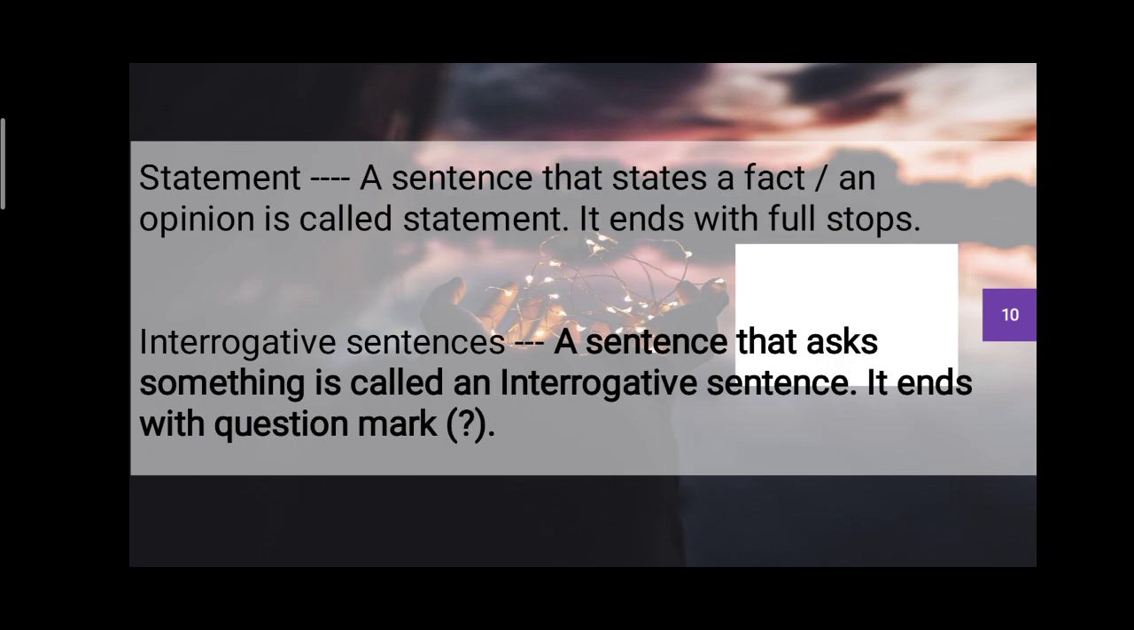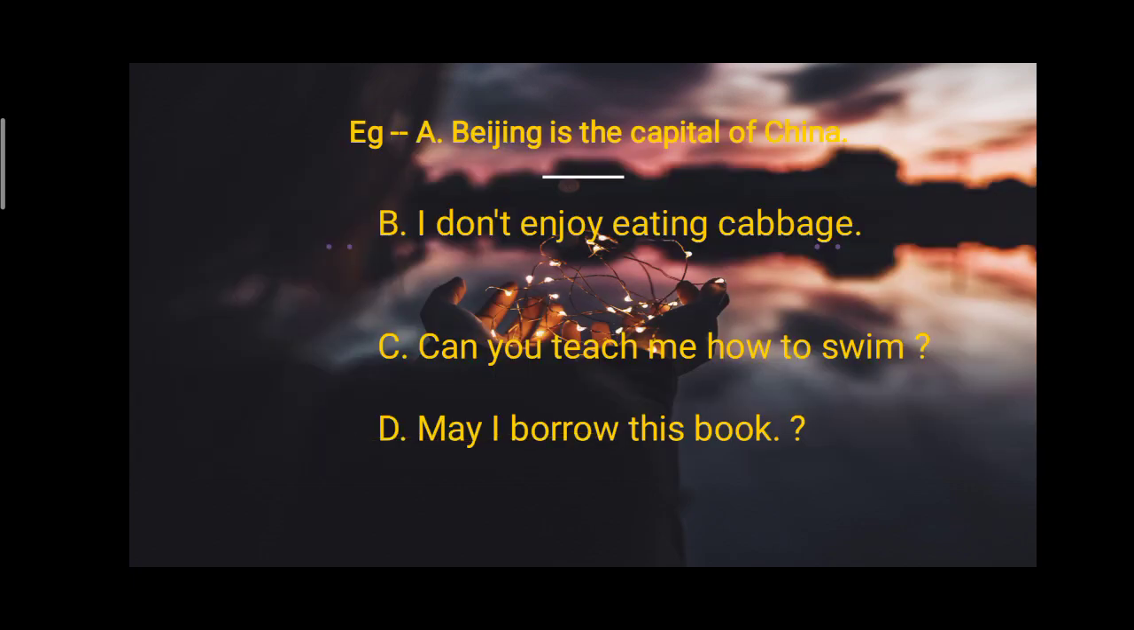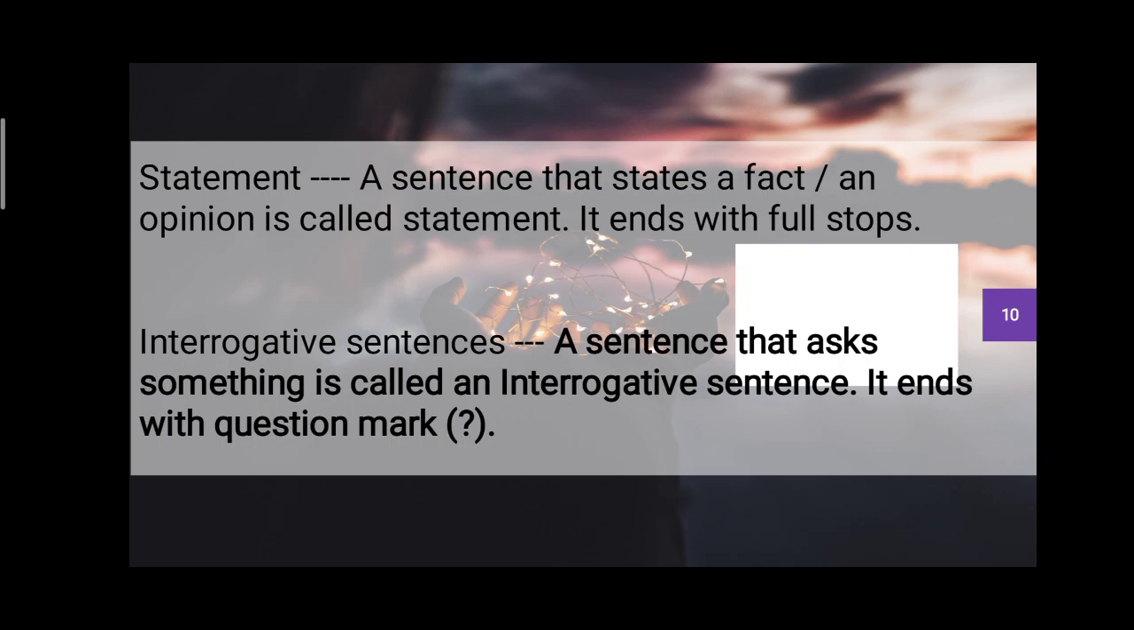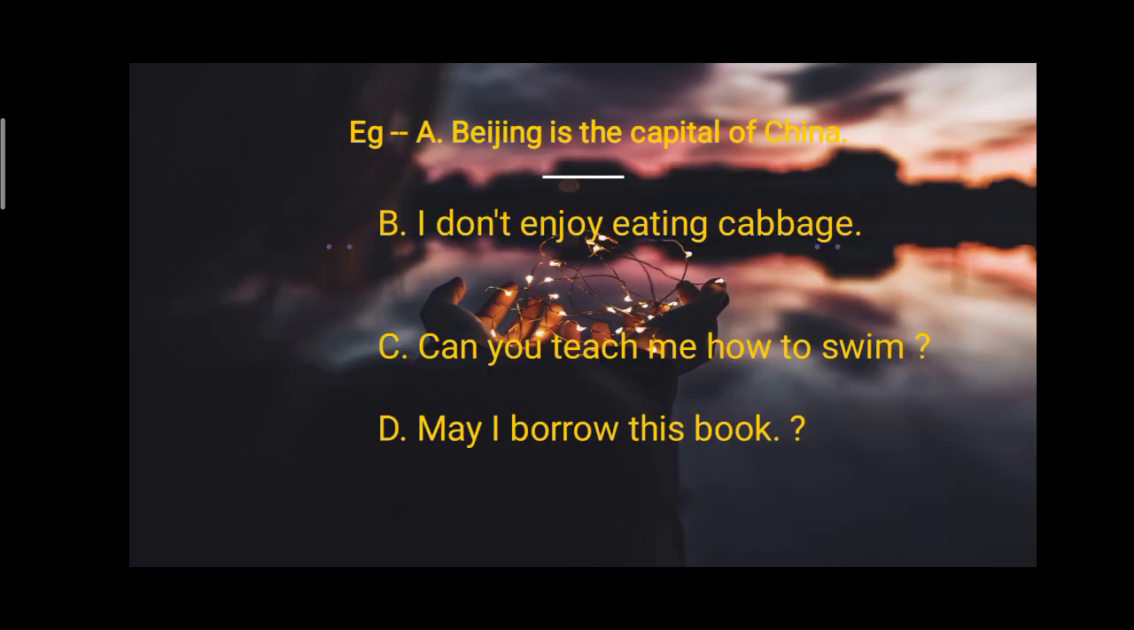So, statement. A sentence that states a fact or an opinion is called a statement, and it ends with a full stop. So students, here in the examples, the first 2 sentences are called statements because they are just stating a fact and they are also ending with full stops. Then comes the interrogative sentence. An interrogative sentence is a sentence that asks something, okay students, and it ends with a question mark. So our last 2 sentences, C and D, are the interrogative sentences here.